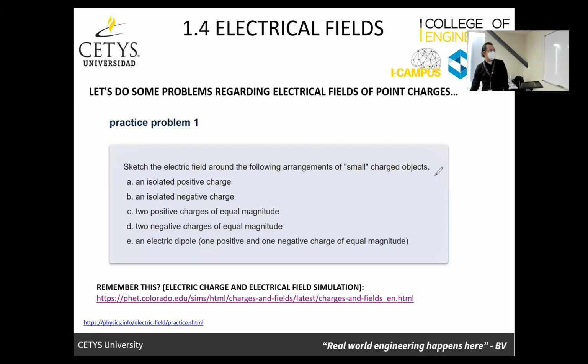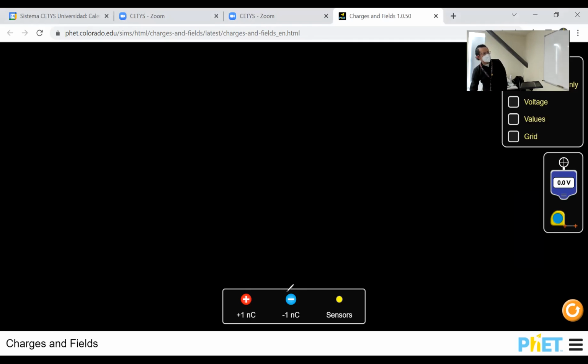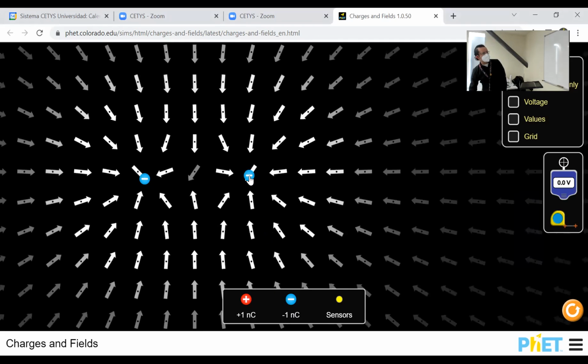The next situation is two negative charges of equal magnitude. If I grab a negative charge here and a negative charge here, what's happening there? What do we see there? I'm going to try to visualize it the way Andrea visualizes it, because I thought it was a very interesting way of seeing it. What's happening with the interactions of the electrical fields there?